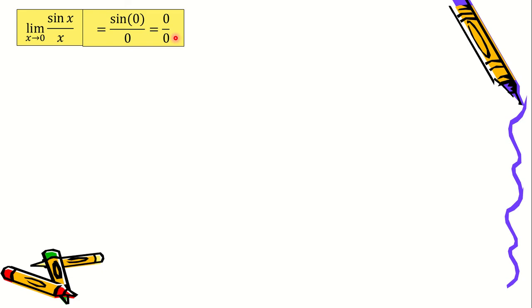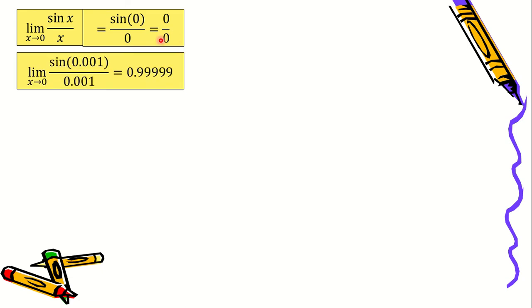But before we do that, let's plug in a number which is very close to 0. At tignan natin kung ano yung magiging sagot. So kung mag-substitute tayo ng number na malapit sa 0, let's say 0.001. So we have sine 0.001 divided by 0.001. So ang sagot dyan ay 0.99999.